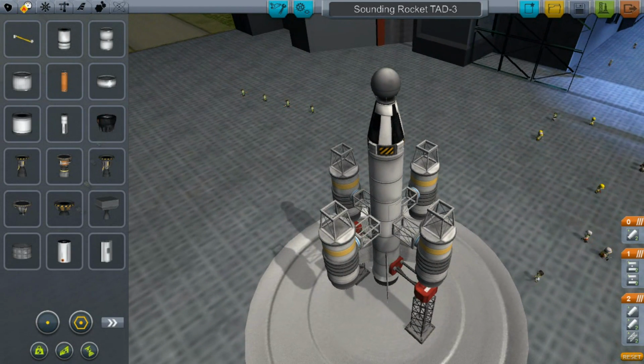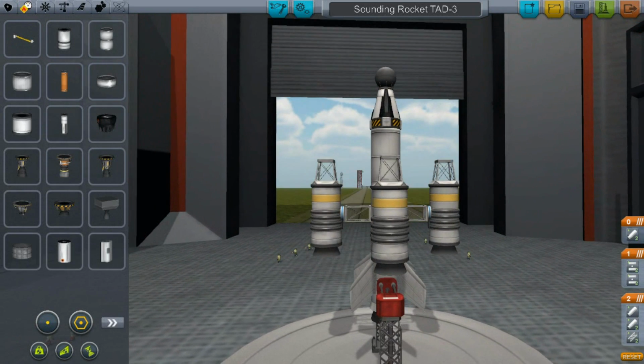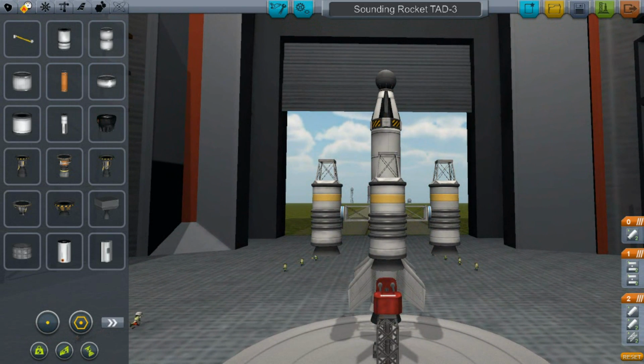Now for TAD 3, I'm going to show something really peculiar. We've already established that full or empty objects with the same drag coefficient fall at the same rate, but spacecraft are usually a collection of parts. So what happens when we combine them?